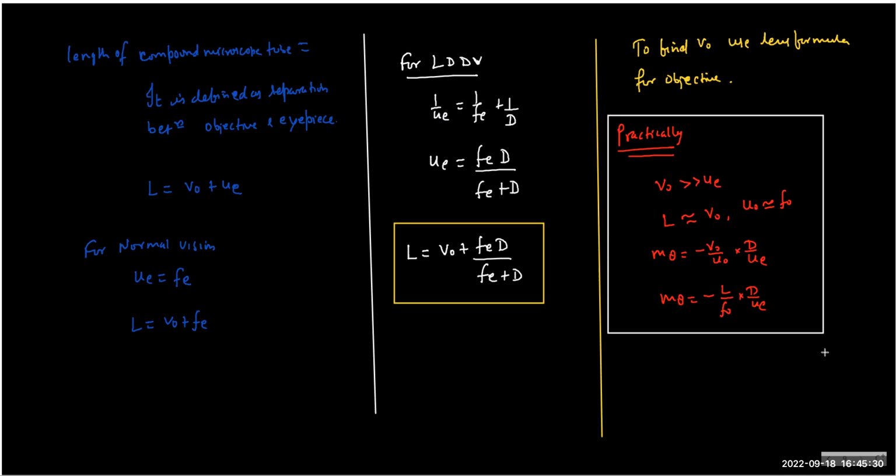So we keep the U naught close to F naught on a bigger side because we want a real image. And L is roughly V naught because U is a very small value. And the formula turns out to be this much. So this is what you need to remember.